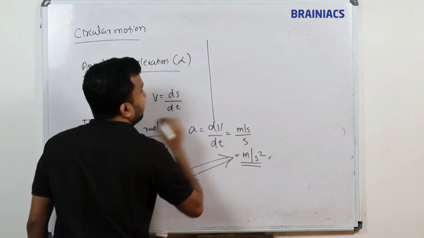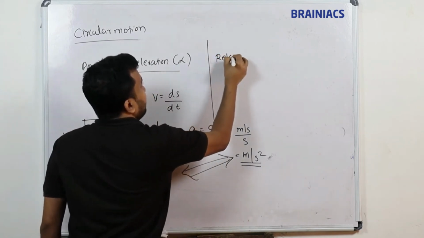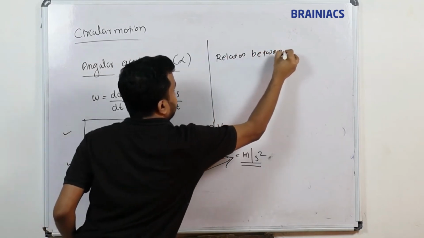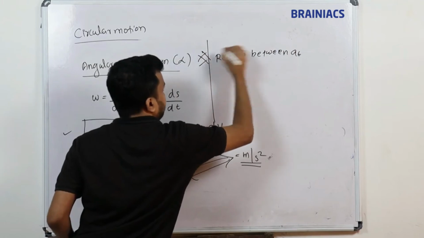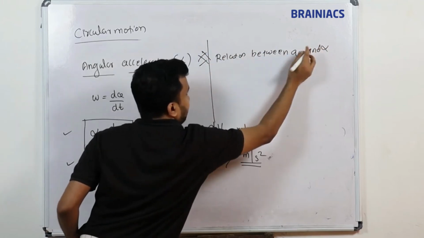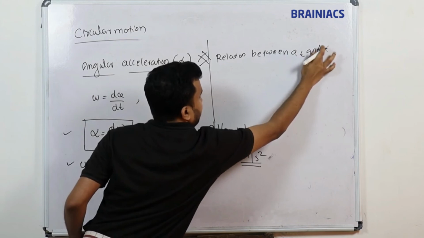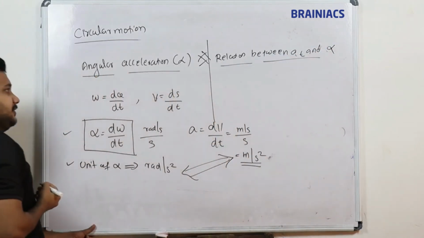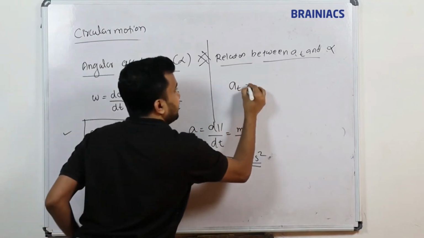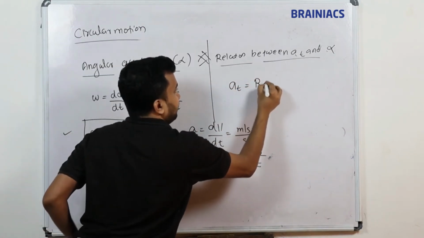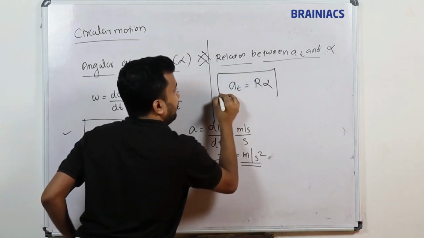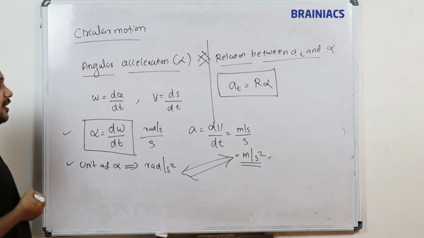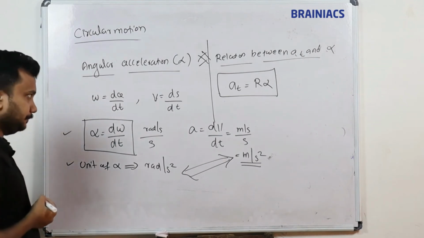Next, an important relation between AT and alpha. Relations between AT and alpha. This is important. AT is equal to R alpha. Remember these formulas always. AT is equal to R alpha, radius into alpha.